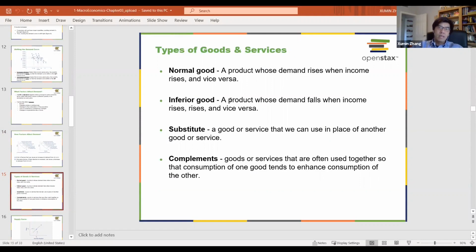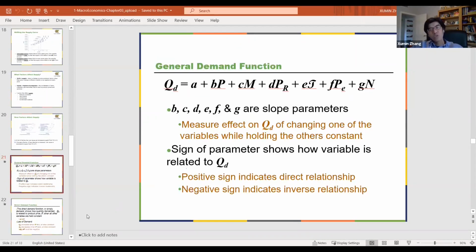Some of these terminologies, you might already see: normal goods, inferior goods, substitute, complement goods. This should be covered in the microeconomics class. Take a look and understand those things. I just show you the factors using these equations. Here is the quantity demanded. Here is the price. M is the income. And then this is for other substitutes and complementary goods, right? Tau is the preference or taste, and N is the number of consumers.